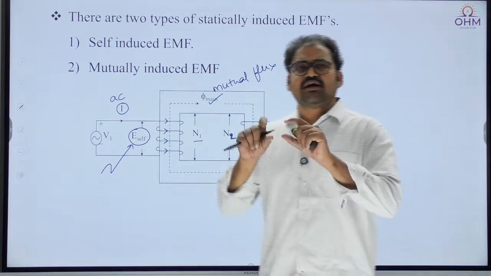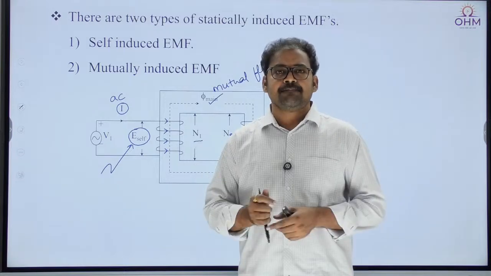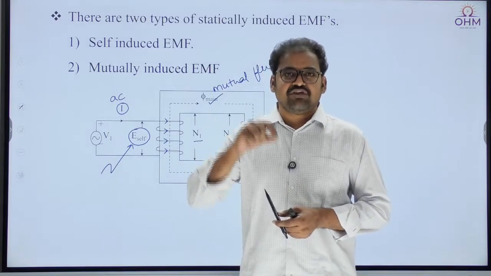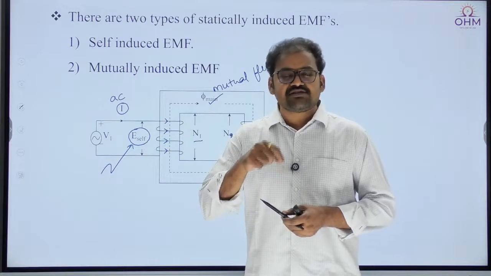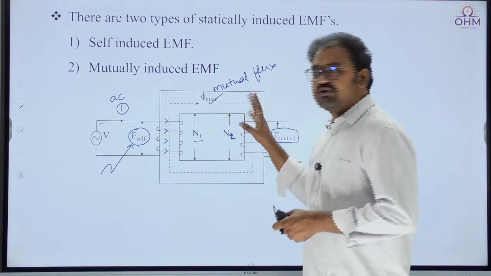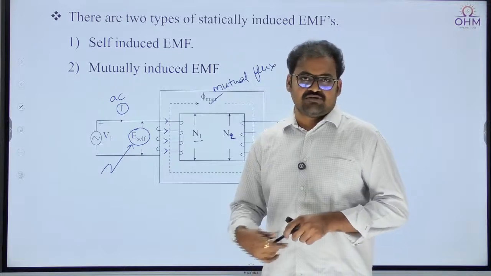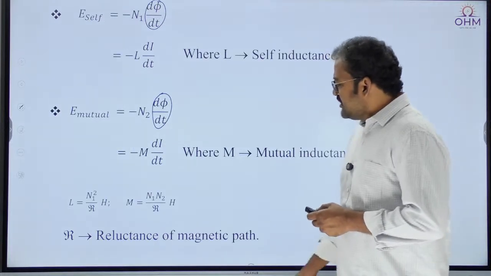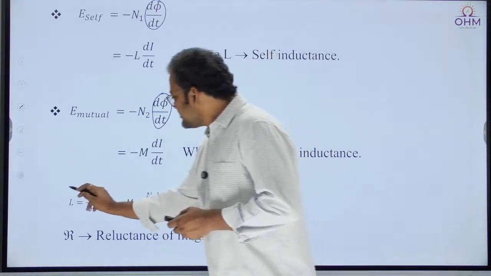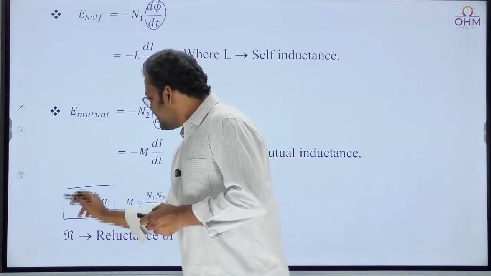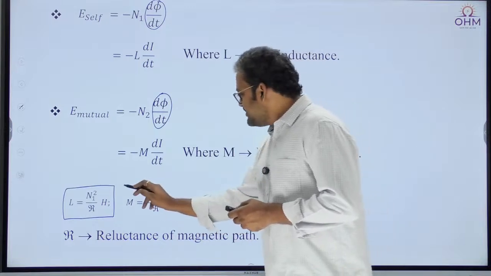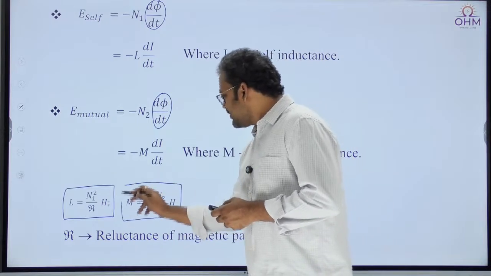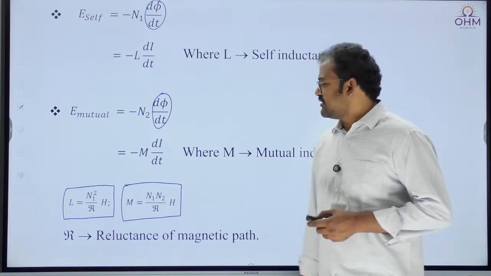Just like conductors have resistance, right? Resistance is the property of a conductor which will oppose current flow. Similarly, reluctance is the property of a magnetic medium which will oppose the field flux. Just like resistance. So L is N1 square by R. As it is inductance, the unit is henries. Mutual inductance M is N1 N2 by R.